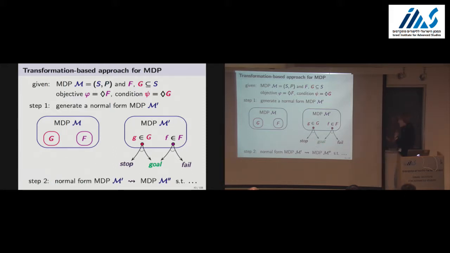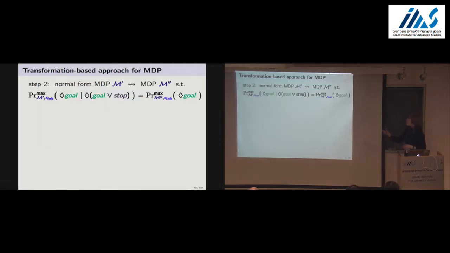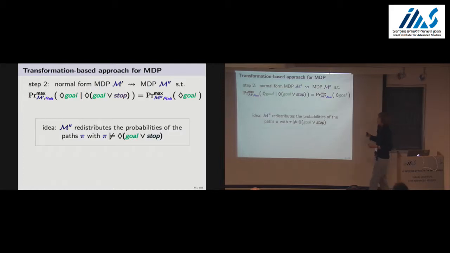And now the second step is the more interesting one. So we start now with this normal form MDP, and the idea is the following. All the probability mass of the paths that violate this condition, that do not eventually visit goal or stop, we want to redistribute their probabilities to the other paths.